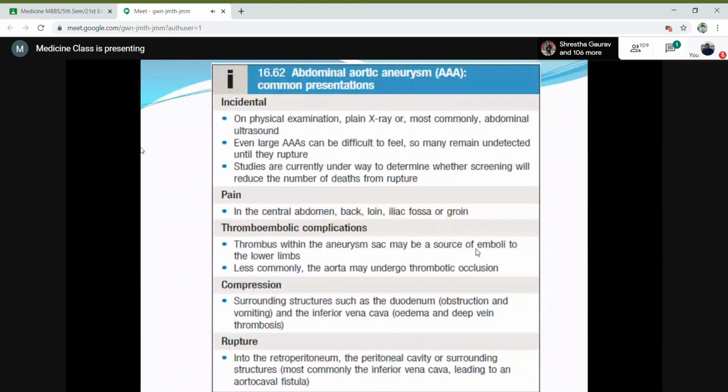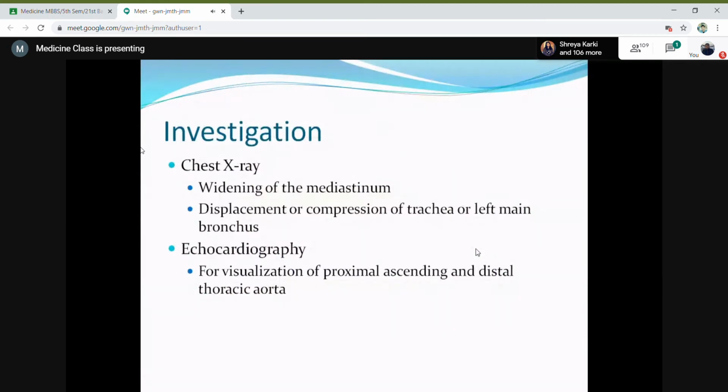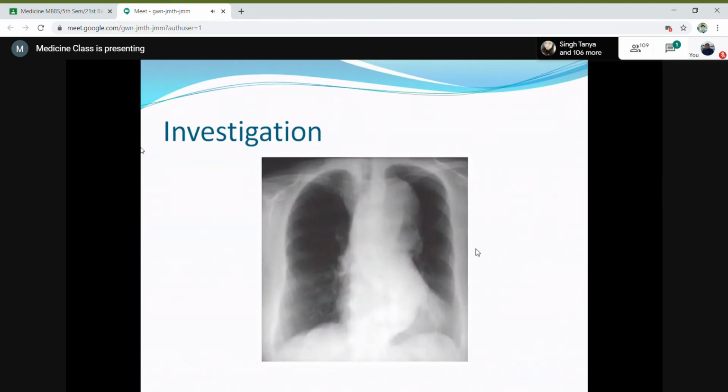So this may be the presentation of the clinical features in a patient who has thoracic as well as abdominal aortic aneurysm. So what are the investigations that are important? First thing we do is chest X-ray, where we can see widening of the mediastinum and displacement or compression of the trachea or the left main bronchus. Echocardiography can be done for visualization of the proximal ascending and descending thoracic aorta. This is the image of a patient showing widening of the mediastinum. You can see the widened mediastinum.